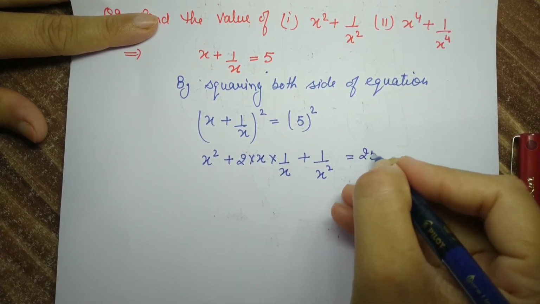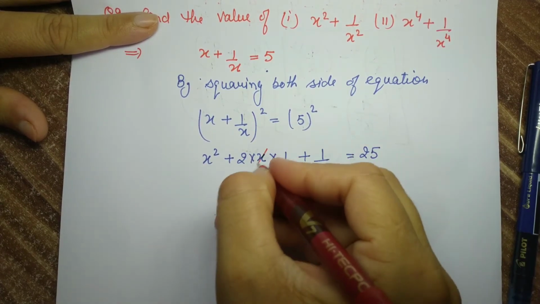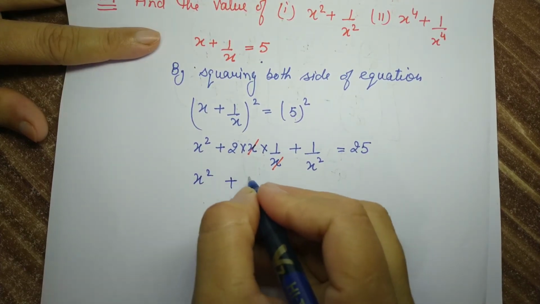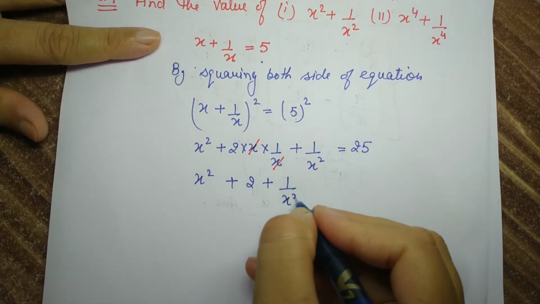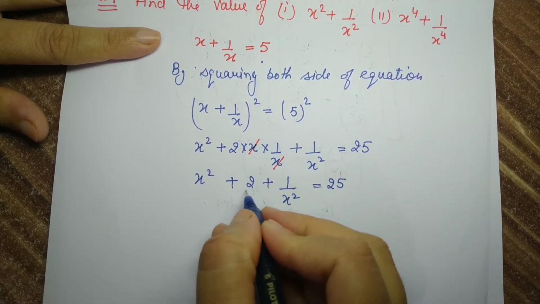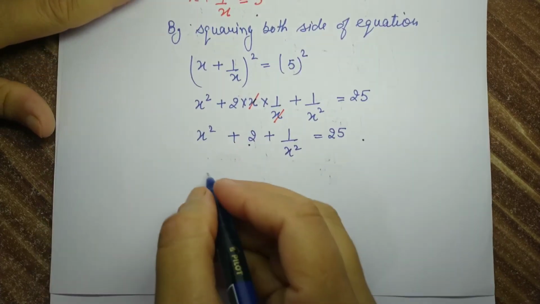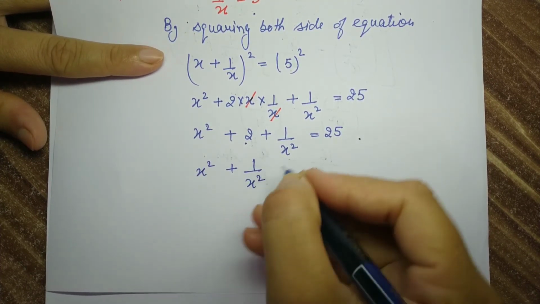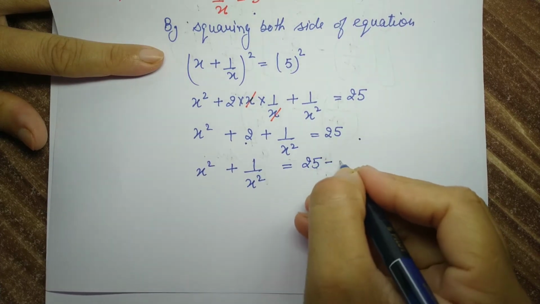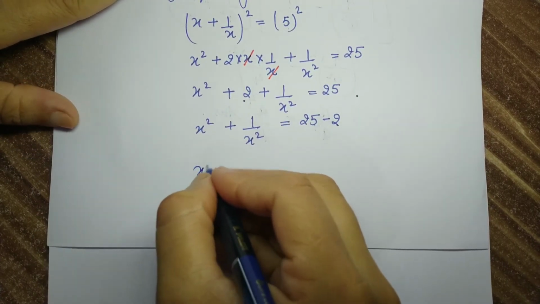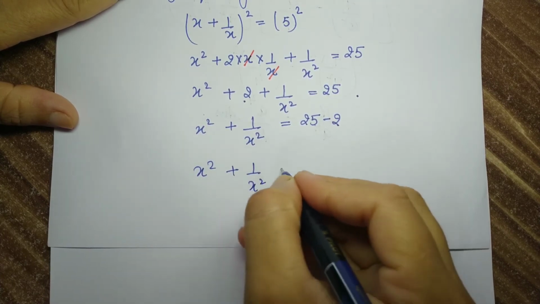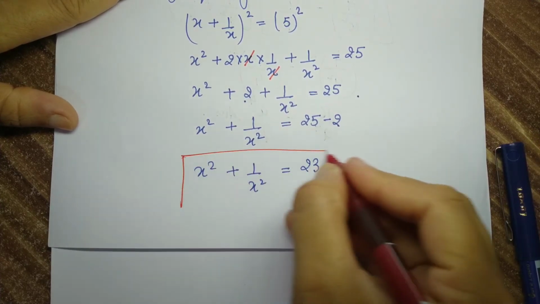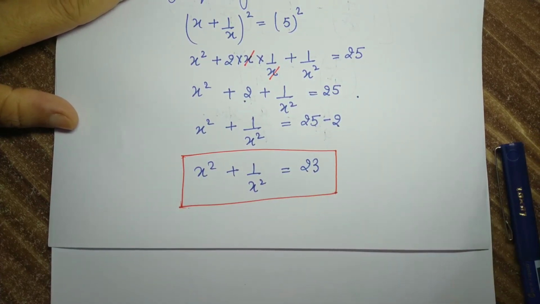25. Now this x cancels out this x. And from here we get x square plus 2 plus 1 by x square equals 25. This 2 transfers to the right side. After transferring this one, we get x square plus 1 by x square equals 25 minus 2. Then again x square plus 1 by x square equals 23. This is our first solution, because they ask what is the value of x square plus 1 by x square.